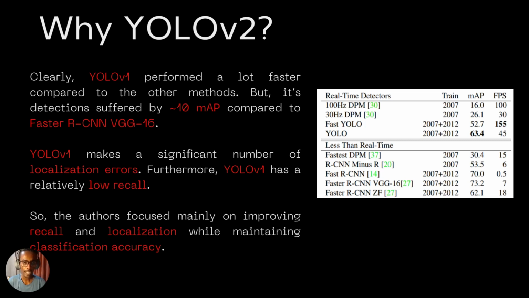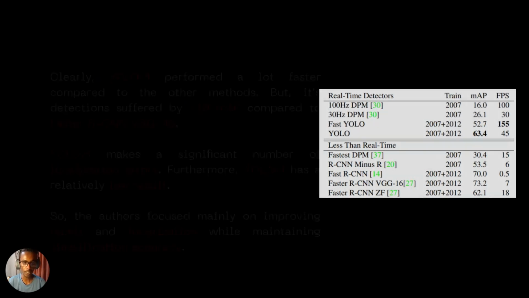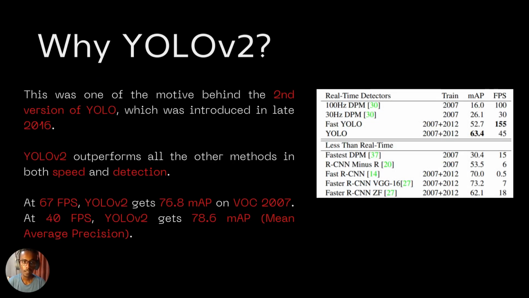YOLO v1 also makes a significant number of localization errors. Furthermore, YOLO v1 has relatively low recall. So the authors focused mainly on improving the recall and the localization error while maintaining the classification accuracy. This is one of the motives behind the second version of YOLO, which was introduced in late 2016.